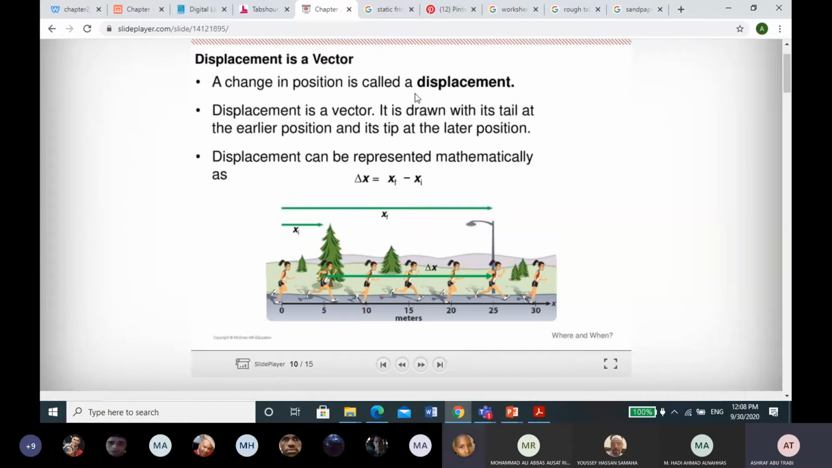A change in position is called a displacement. So when the position is changed, I will say that there is a displacement. Let's say here, guys, this is x initial, from 0 to 5, and x final is from 0 to 25. There is an example here. So what will delta x be here? Can you see delta x? Yes, mister, yes.